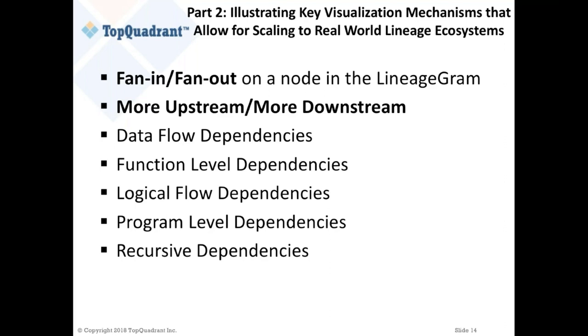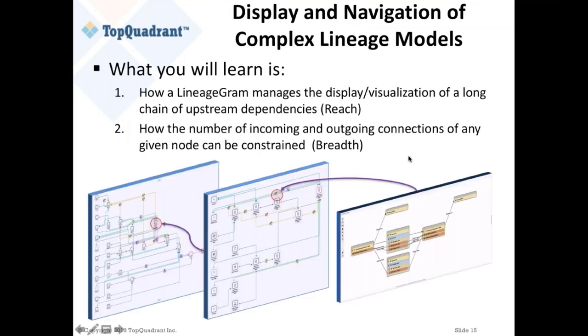Lineage graph is quite a sophisticated tool with many mechanisms. So what you will learn in this part 2 of the demo is how it manages the display of a long chain of upstream dependencies, which we mean when we say reach. And as you could imagine, in a typical enterprise, lineage is complex. So being able to do that is important. And also how this number of incoming and outgoing connections can be constrained. This is what we mean by breadth.